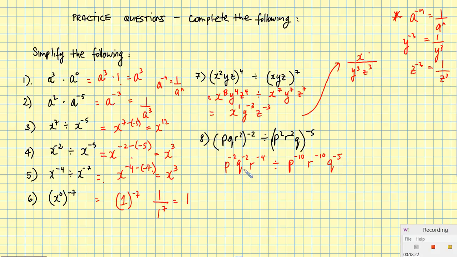And now I will just do the divisions, or subtractions in this case, of our exponents. So it would go to p to the negative 2 minus negative 10, and then it would be q to the negative 2 minus negative 5, and then it would be r to the negative 4 minus negative 10. And your answer here would go to p to the 8th, q to the 3rd, and then r to the 6th. All right.